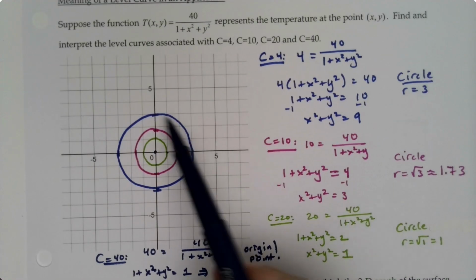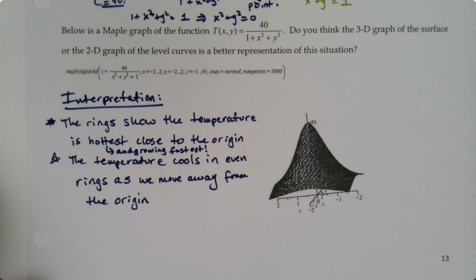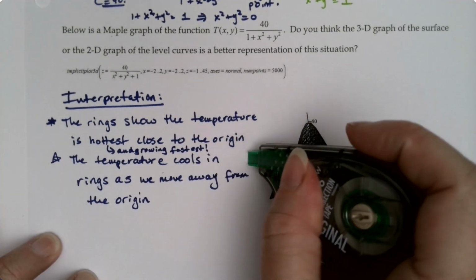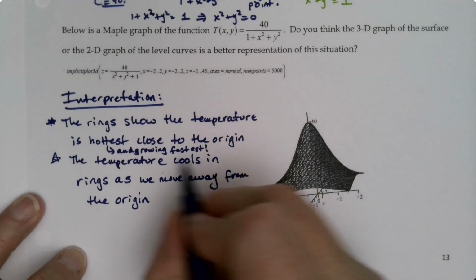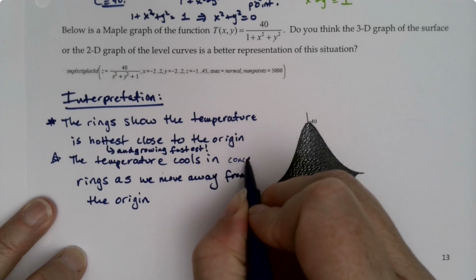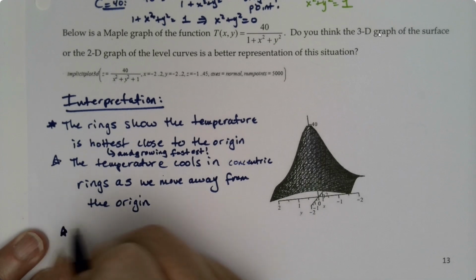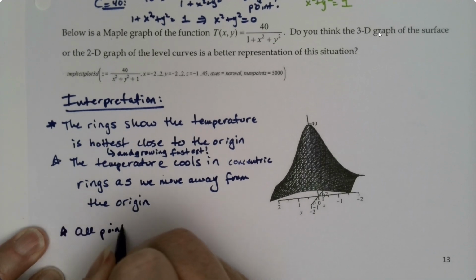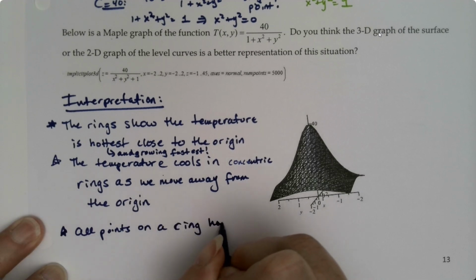And by that I just mean as you go to the ring, I don't know if I should use the word even, but the temperature is the same all the way around. I guess I won't use the word even because they're not even. They're actually closer together as we are close to the origin and farther away. So it cools away in concentric rings as we move away from the origin. Now, oh, and I should say all the points on a ring have the same temperature.